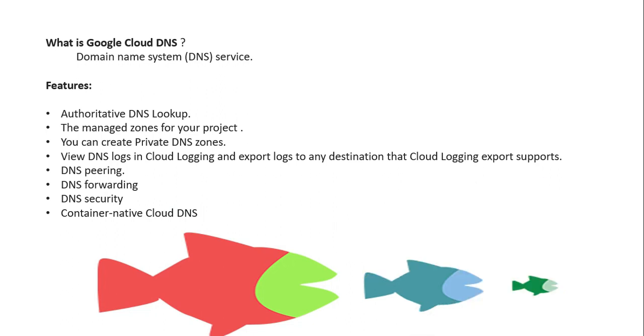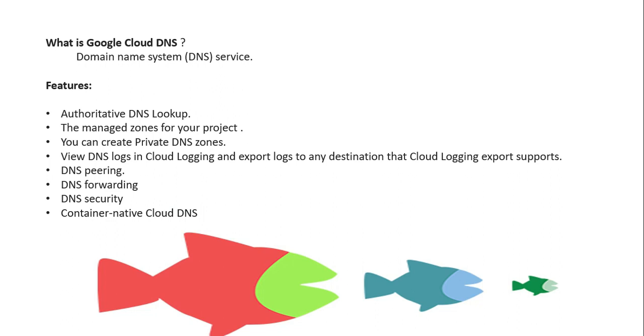So what is the Google Cloud DNS? It is the most familiar thing everyone knows. DNS means Domain Name System service. It is a powerful DNS service. You can easily manage and configure your domain anywhere. So you'll see some major advantages. The first one is the fast resolution of your domain to your IP address.